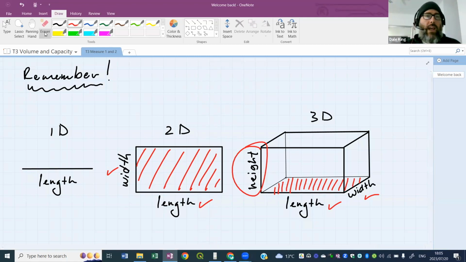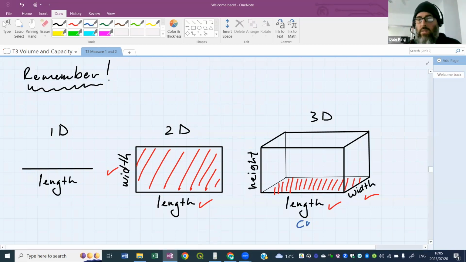And if our units for all of these dimensions are centimeters, length in centimeters, width in centimeters, height in centimeters, then the volume will come out in centimeters cubed. The same story, if they're all meters, it'll come out in meters cubed. If they're all millimeters, it'll come out in millimeters cubed, etc.